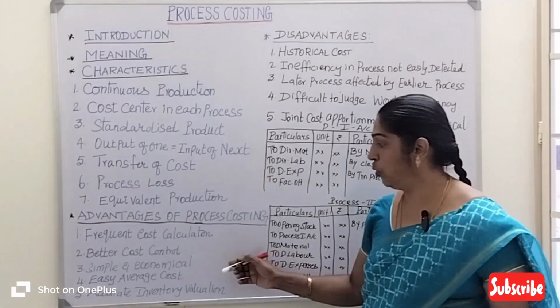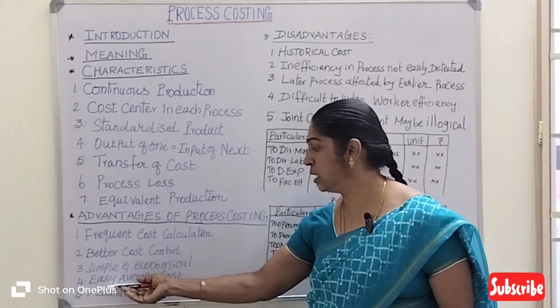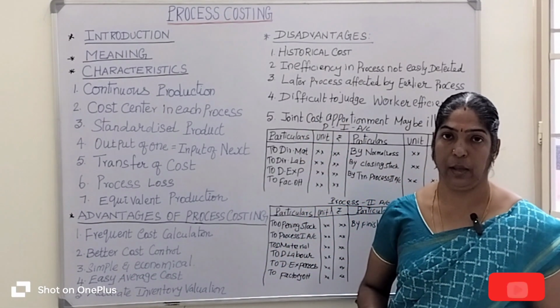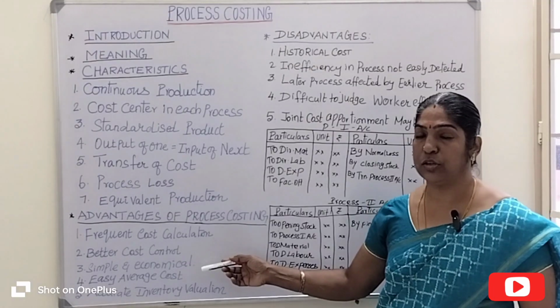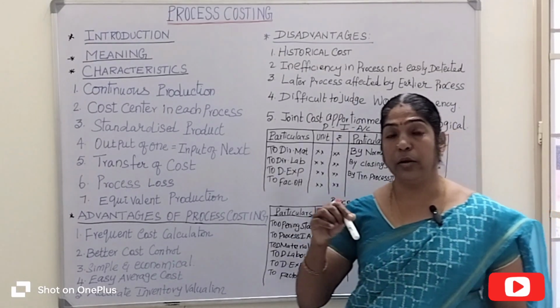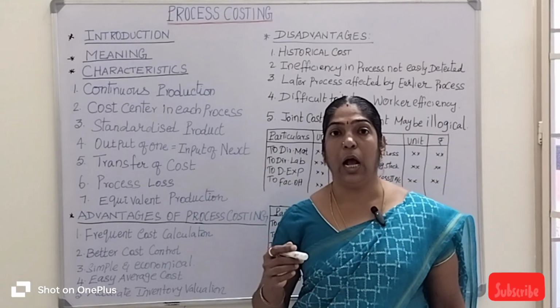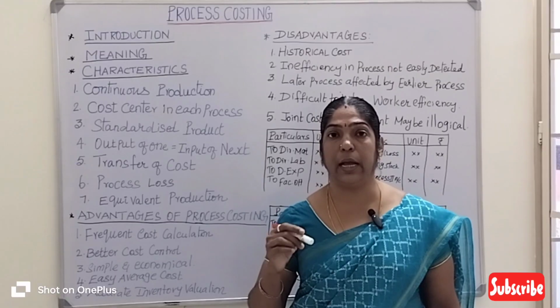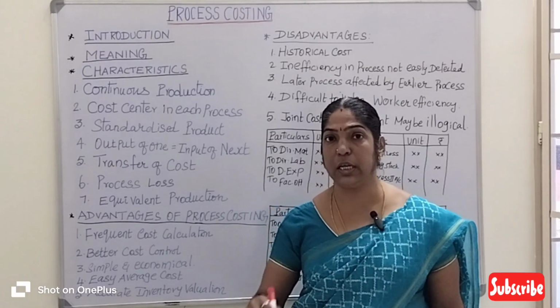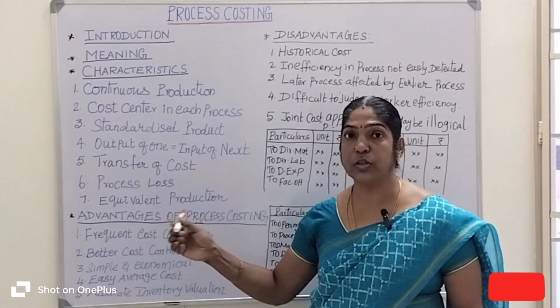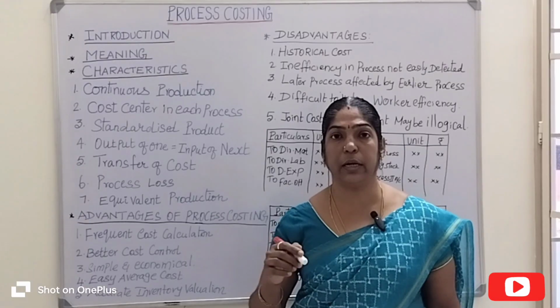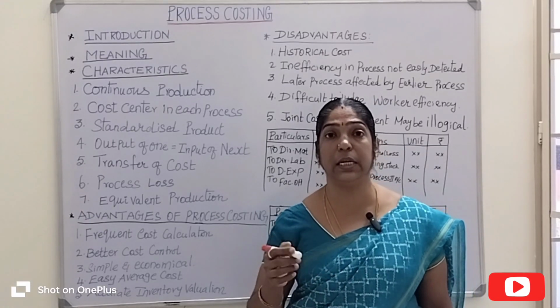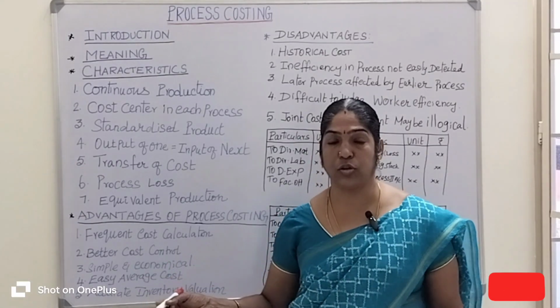Let's come to the fourth advantage, easy average cost. What is meant by easy average cost? In continuous production, how can you calculate the average cost? It's very easy with process costing. In process costing, we can easily calculate the average cost.